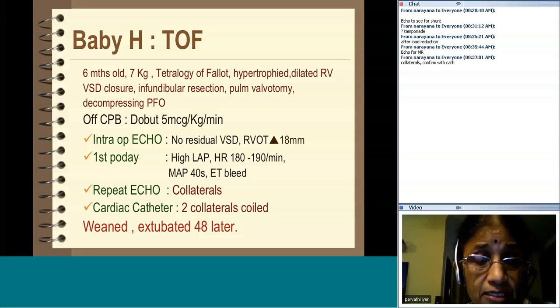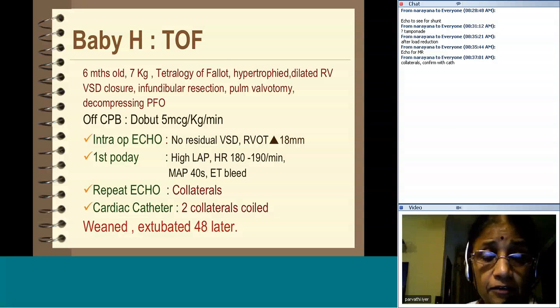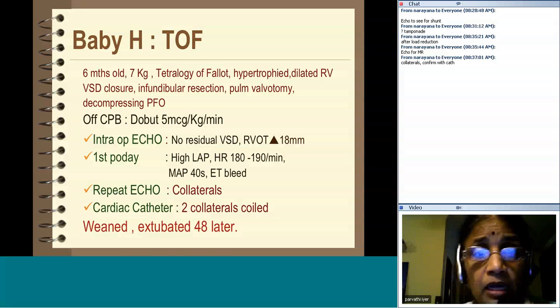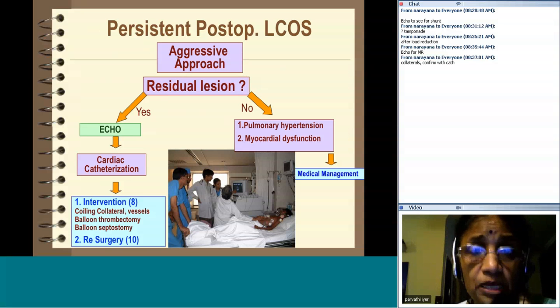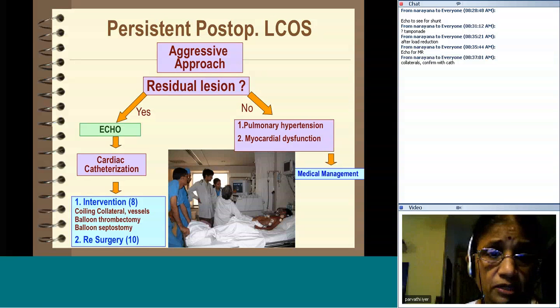So effectively, you have to have an algorithm like this: if you have persistent post-operative low output, we need to have an aggressive approach. You need to see if there is residual lesion. How do you look for a residual lesion? By a good detailed echo. Sometimes echoes are difficult to interpret, especially if the windows are not good. Then a senior needs to do the echo, like in this slide.